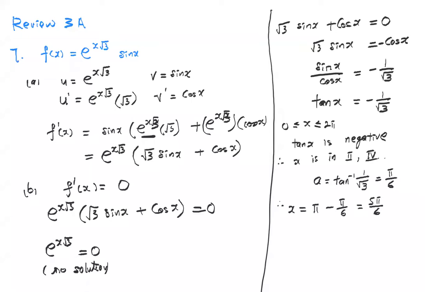Okay, that is second quadrant. Fourth quadrant, you take 2 pi minus pi by 6. So you got 11 pi by 6. Clear? Is that okay?